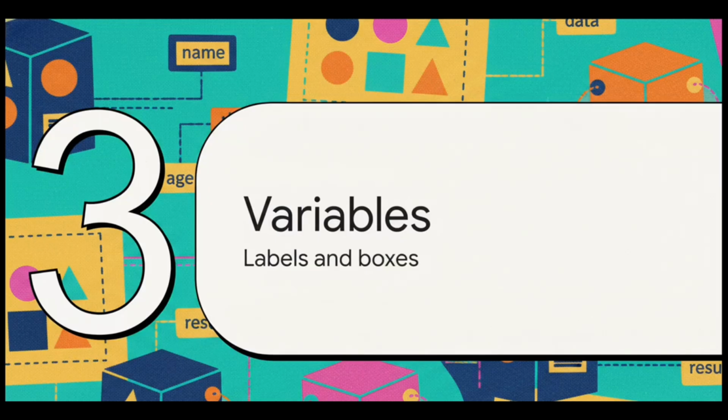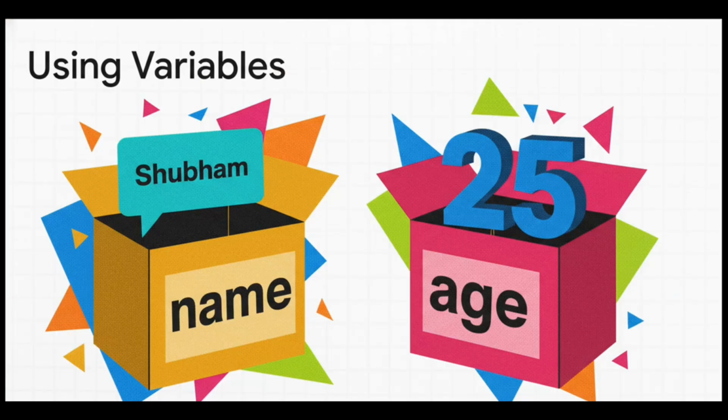All right, Section 3, labels, boxes, and variables. Okay, so we know how to print instructions, but now we need to organize our ingredients so we can actually reuse them throughout our entire coding recipe. Let me introduce you to variables. I want you to picture variables in your mind as labeled storage boxes. You use these boxes to safely keep your different types of information fresh and organized.